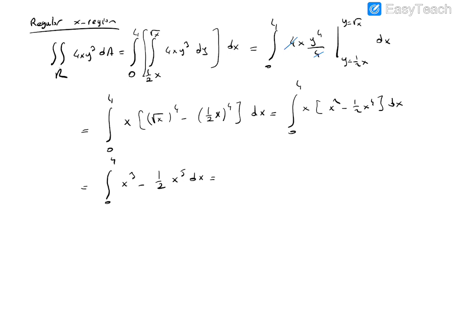So x to the power 4 over 4 minus 1 over 2 times x to the power 6 over 6, with x changing from 0 to 4. So this is 4 to the power 4 over 4 minus 1 over 12 times 4 to the power 6. For x equals 0, this is 0. As a result, this value is 64 over 3. Okay, you can calculate.